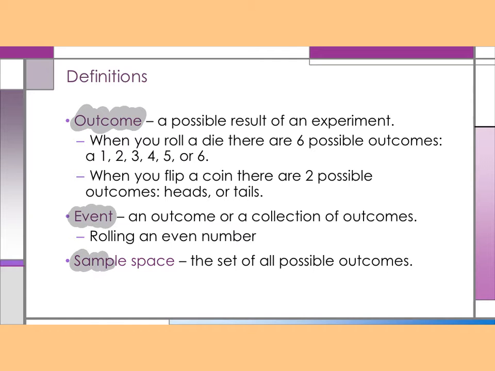And a sample space is the set of all the possible outcomes. So 1, 2, 3, 4, 5, and 6 are the possible outcomes. Heads and tails are the possible outcomes. Those would be your sample space, all of the different possible outcomes. You're not going to be asked to define these terms, but you're going to see things like what are the possible outcomes or what's the sample space, and this is why you need to know those terms.